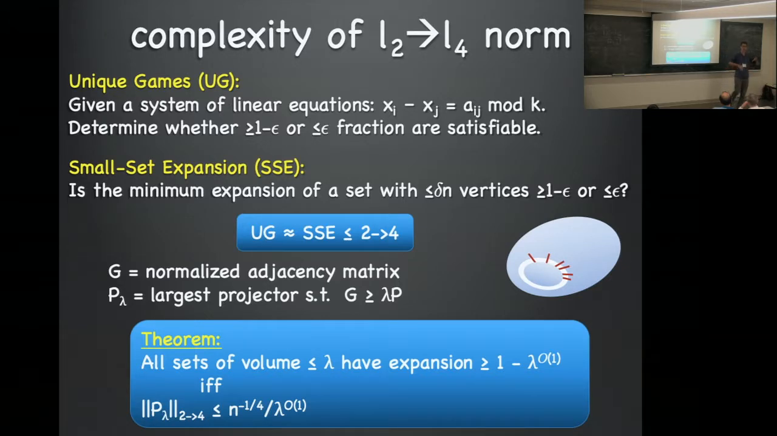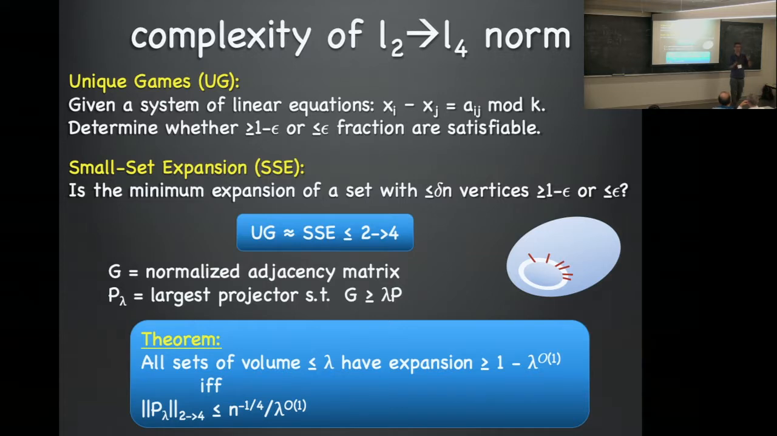If I was walking on the 2D grid, these would correspond to long wavelengths. And if these are always very spread out, then the 2 to 4 norm of this operator is going to be very small. And if there's one that's very concentrated, then the 2 to 4 norm will be large. And if there is one that's very concentrated, that means that there is a small set that doesn't expand very much. And conversely, if the 2 to 4 norm is very small, that means that all the small sets expand all the time. So by calculating the 2 to 4 norm, you can figure out the small set expansion properties of this graph. That's sort of hand-waved through the proof.